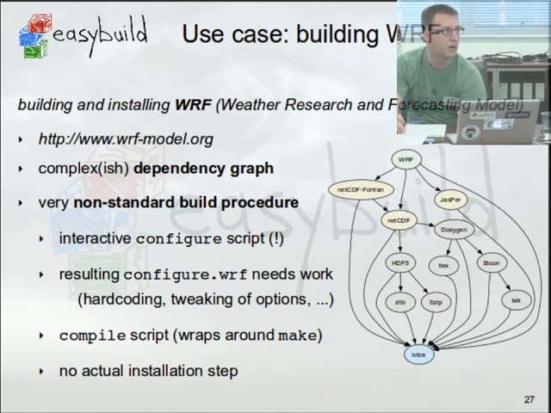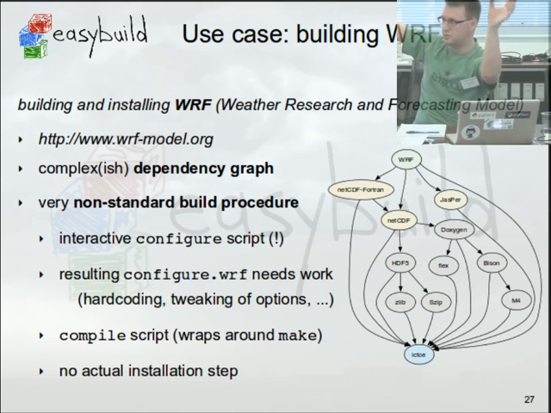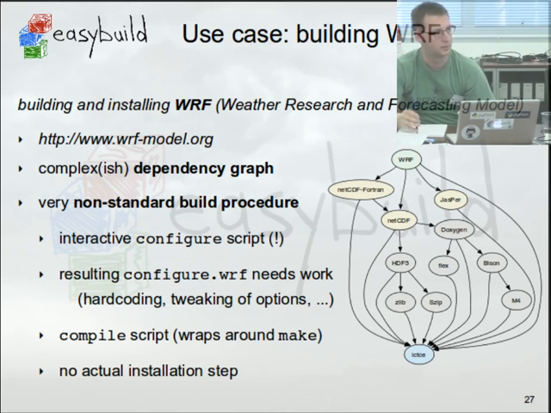So the dependency graph is, well, complex is not the right word, but it has a fair amount of dependencies that are nasty to deal with by themselves, like the NetCDF stuff. They split up NetCDF in Fortran and C++, and so instead of just having one package, you now have 4 or 5. WRF comes with a configure script.